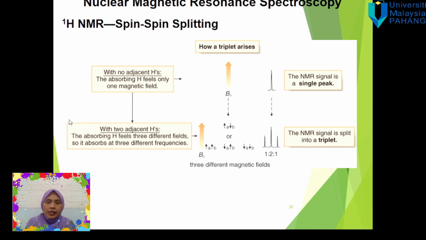And for spin-spin splitting, how does the triplet arise? It explains that one neighboring proton will split into 2, and when we have 2 adjacent protons, we have a triplet because of this 1 to 2 to 1 ratio.